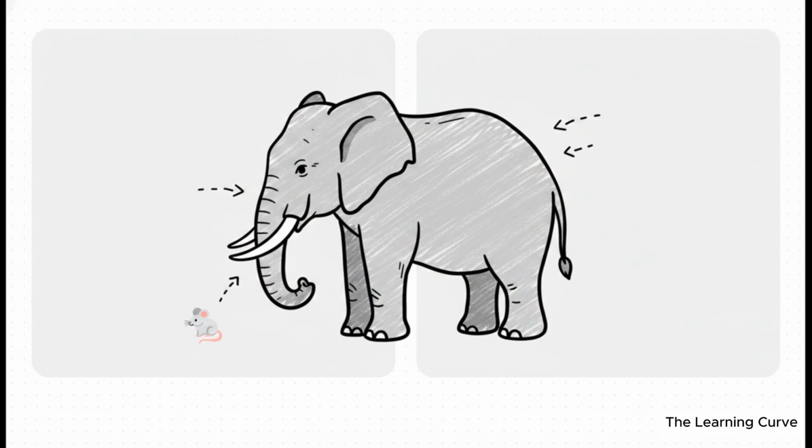Think about hot becoming hotter with 2 Ts. Summer is hotter than spring. Or sad becoming sadder with 2 Ds. The movie ending was sadder than the book.